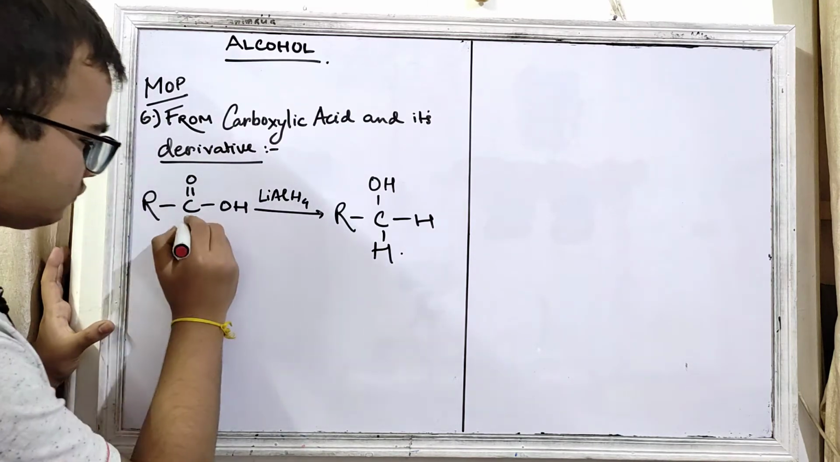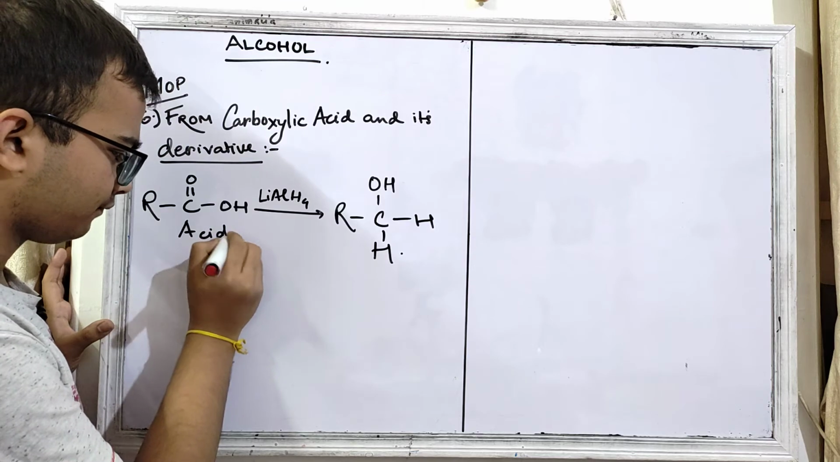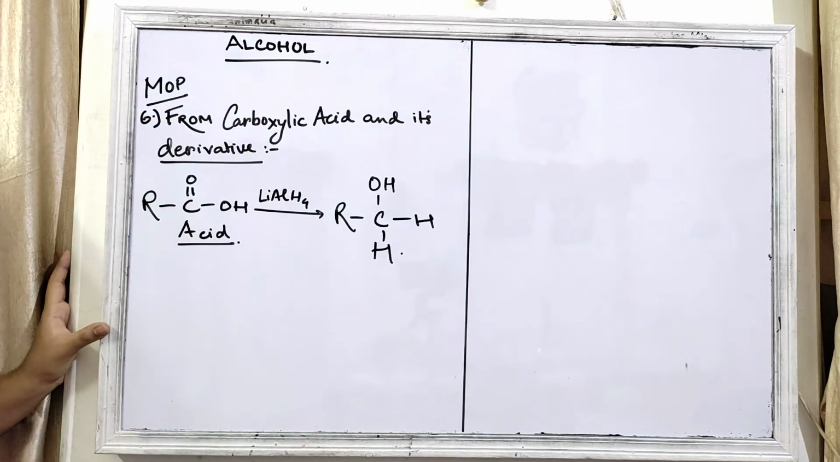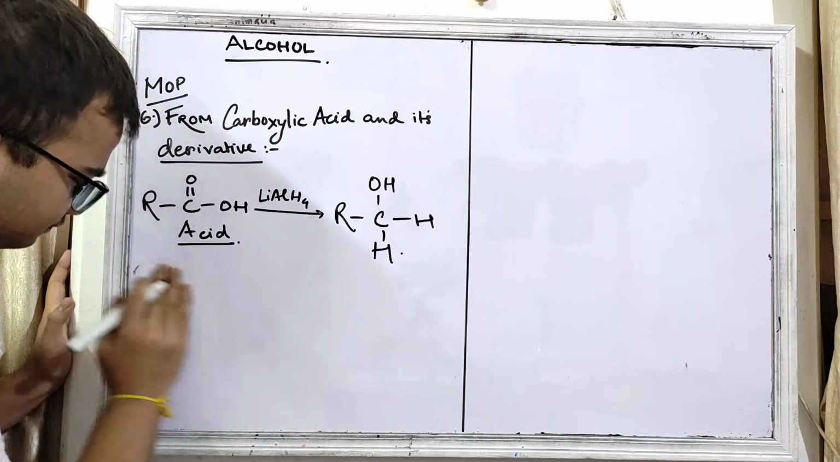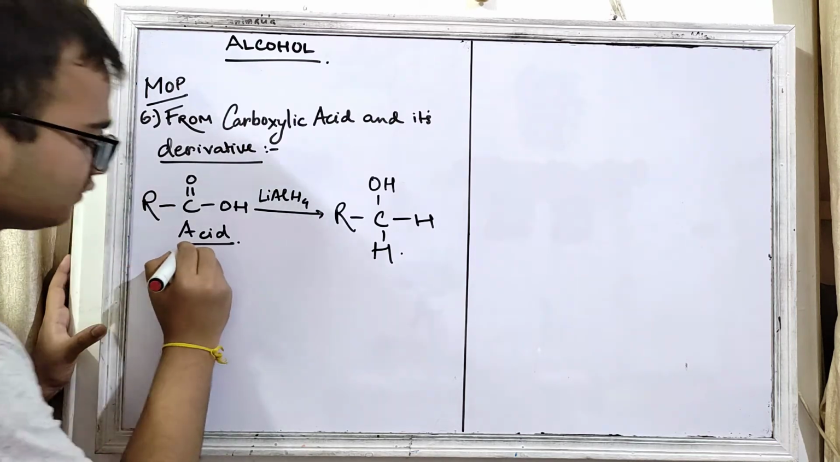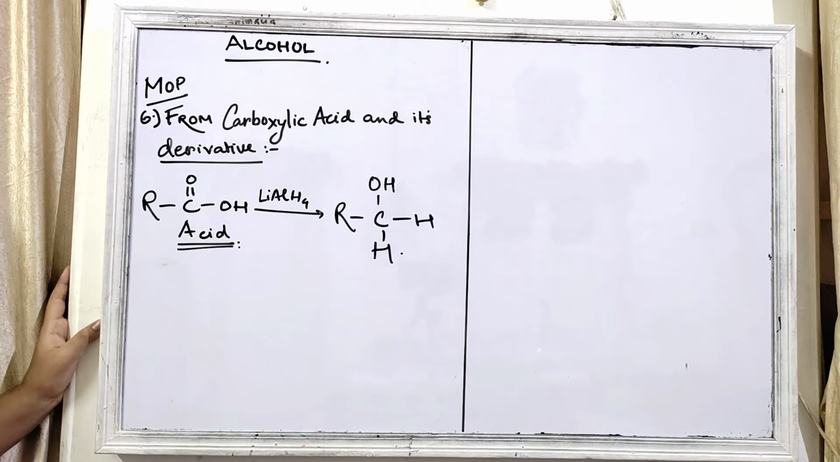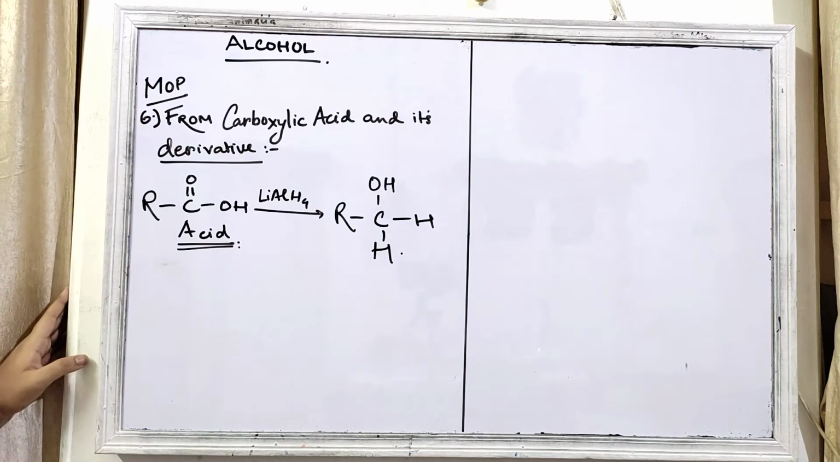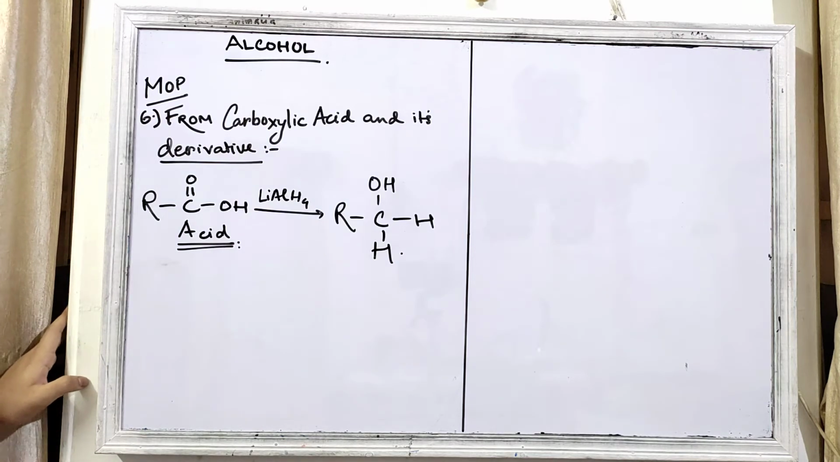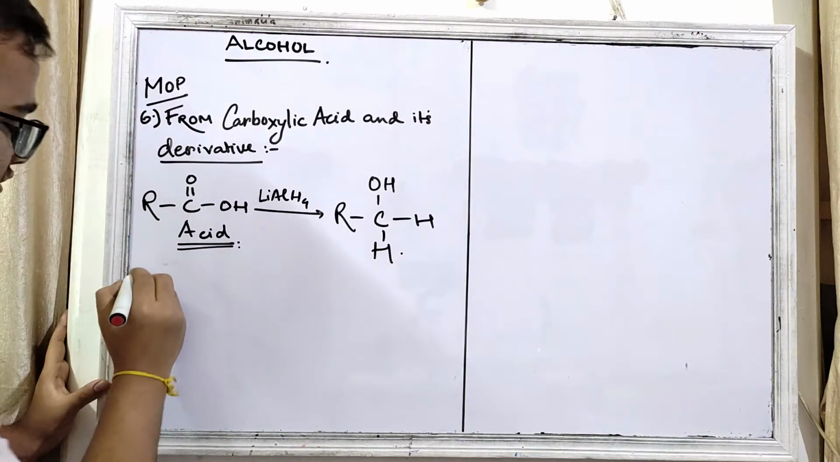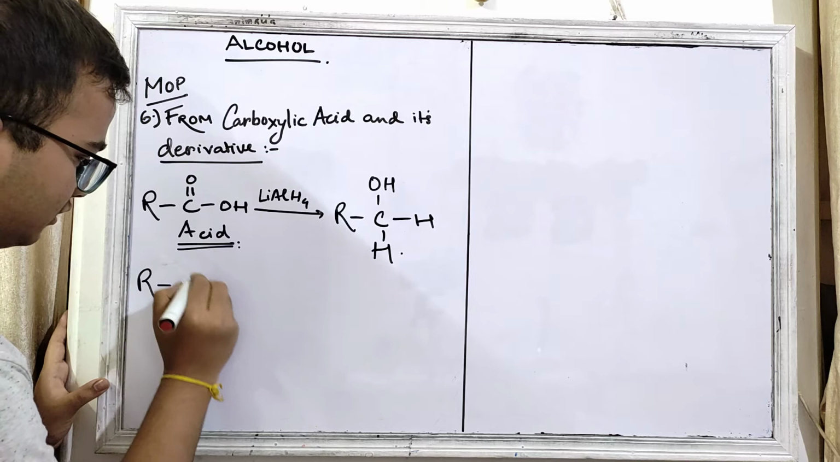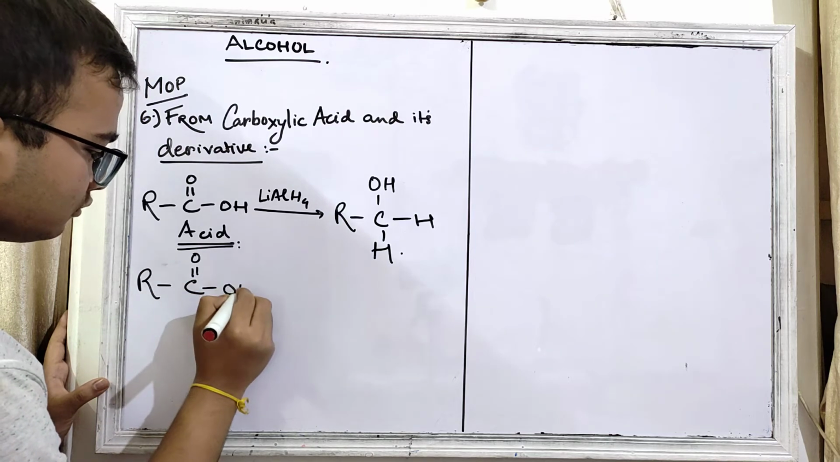Now this was acid. Now let's consider the example of ester. How does an ester look like? Copy it up to acid. Take your time, copy the acid one. Now we will learn about the ester one, how we perform reduction on the ester. Ester looks like this, R C double bond O single bond OR.